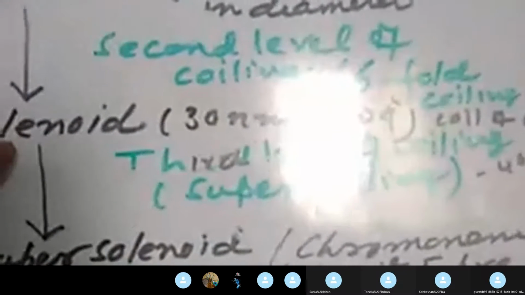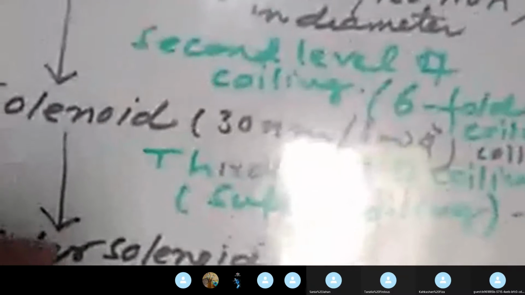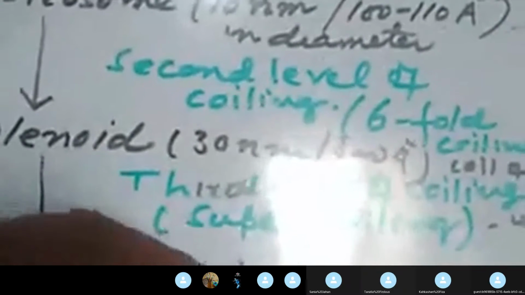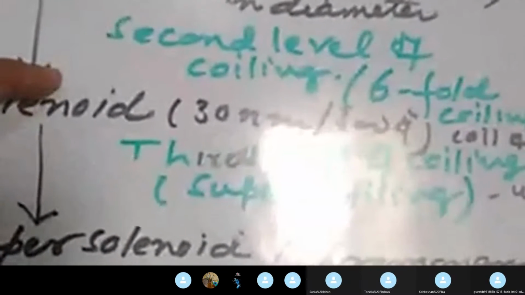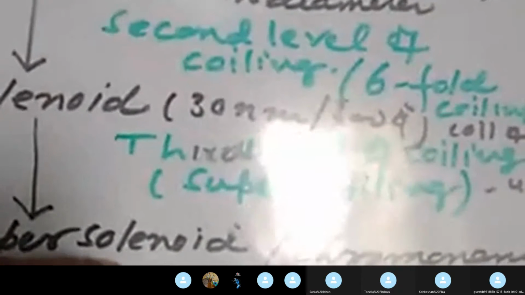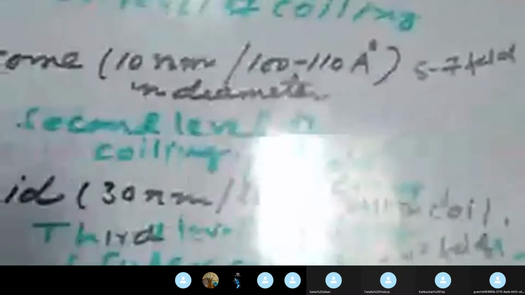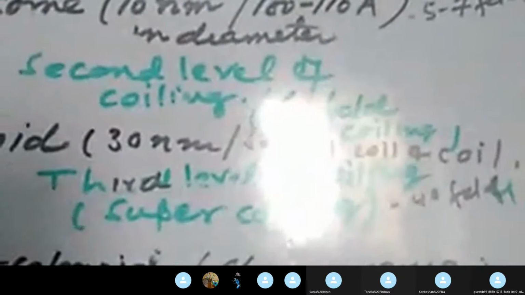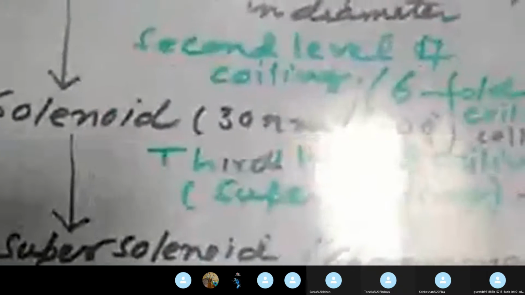This solenoid structure again undergoes a third level of coiling to form the super solenoid structure, and the diameter of this super solenoid structure is 400 nm or 4000 angstrom. This level of coiling is known as the third level of coiling, and you can also say that this is the super coiling. This super solenoid structure again undergoes further coiling, which you can say is the final level of coiling, to form the chromatid or chromosome.